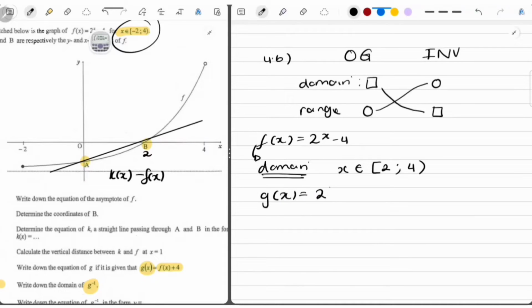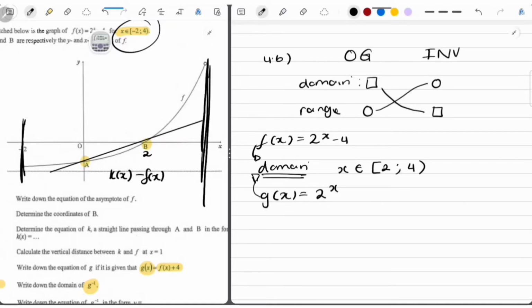g of x is equal to 2 to the power of x. This is the domain of g, right? So in order to be able to find the domain of g's inverse, I need to know what exactly the range of g is. I know what its domain is. Its domain is this, because it's the same domain applied. It's kind of like a restriction. It's saying this graph can only exist within 2 to 4.